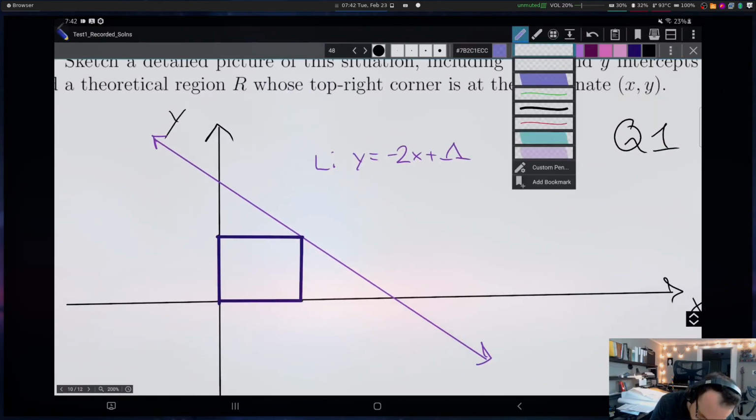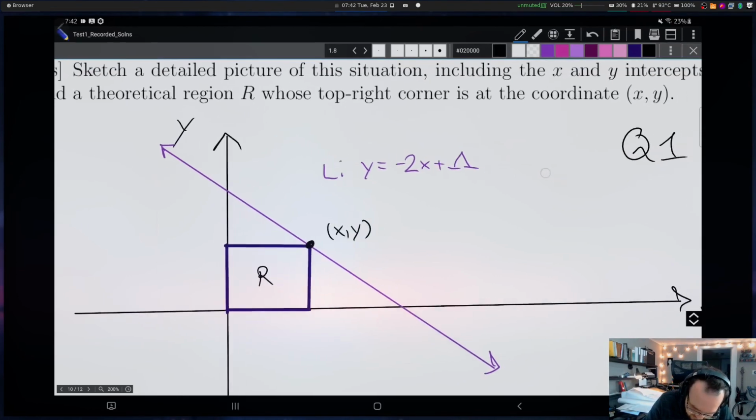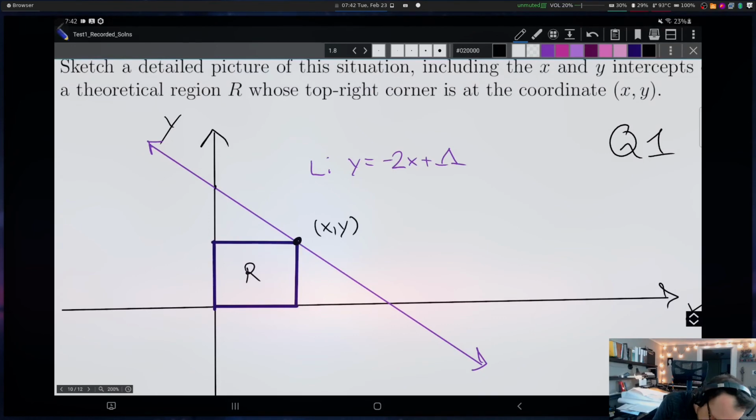And then we have some region R inside. And we'll have a point up here on the corner. Who knows what it is, but I'll just call it (x, y). These will be variables we need to figure out, because if I change (x, y), I'm getting boxes of different dimensions. And maybe to be really precise here, I see some interesting points that I want to label, the intercepts.